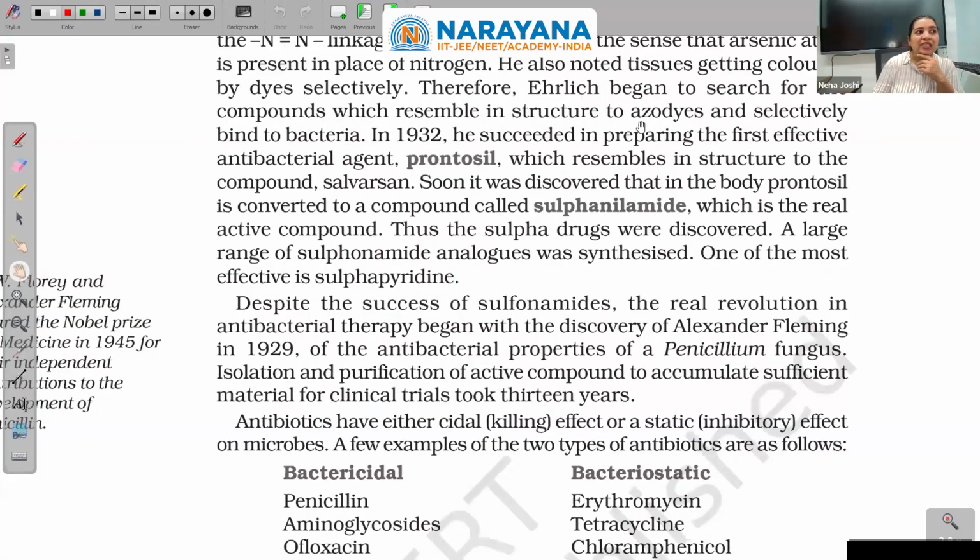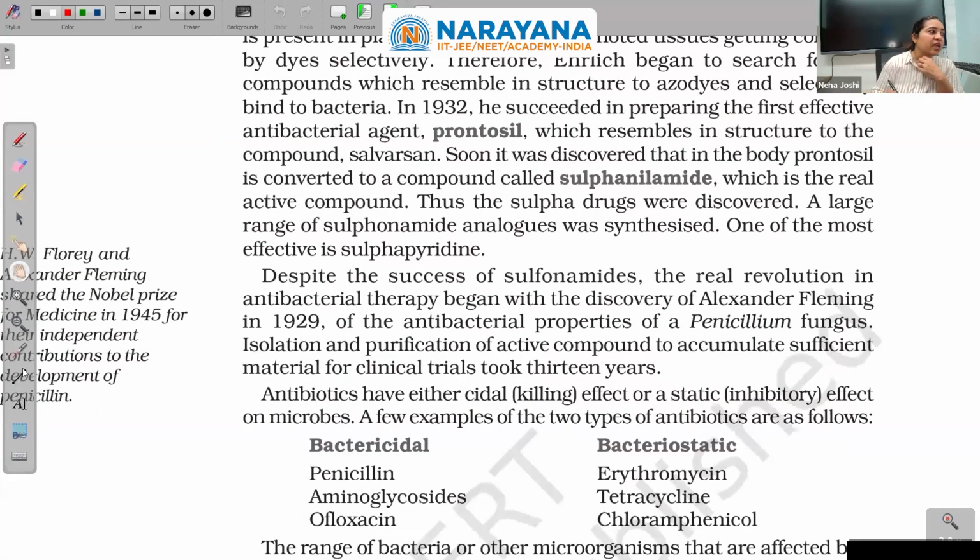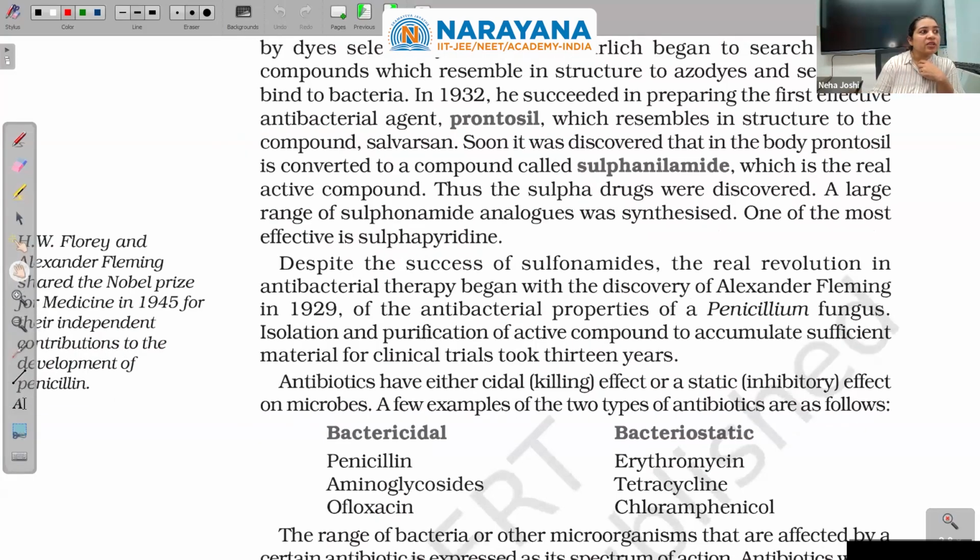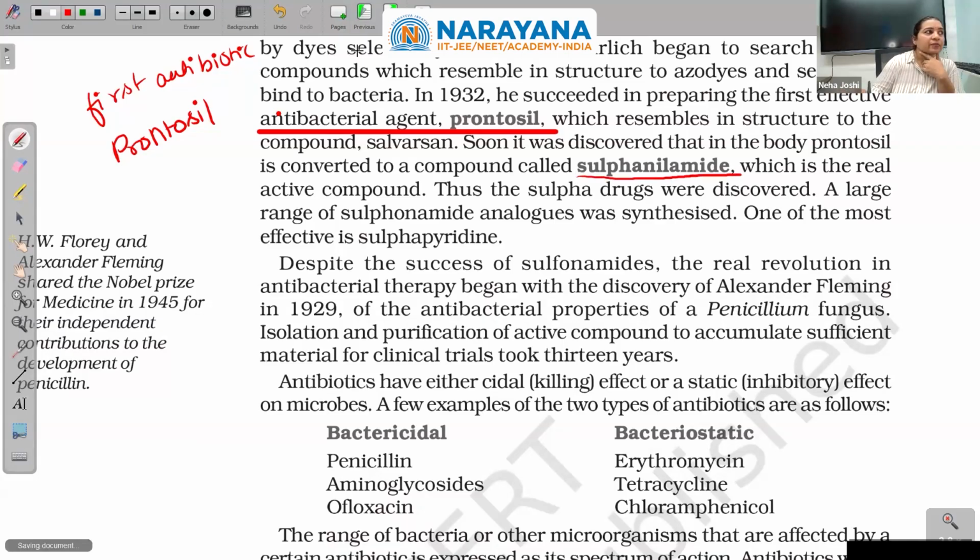In 1932, he succeeded in preparing the first effective antibacterial agent, Prontosil. The first antibiotic is Prontosil, which resembles in structure the compound salvarsan. Soon it was discovered that in the body, Prontosil is converted to a compound called sulfanilamide. In the body, it is converted to sulfanilamide, which is the real active compound.